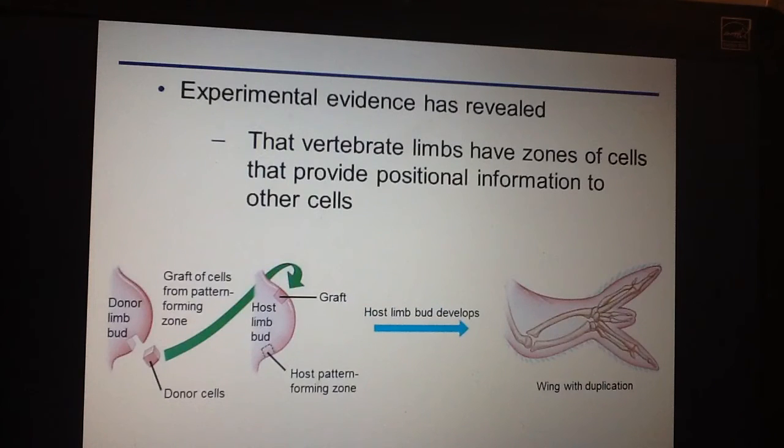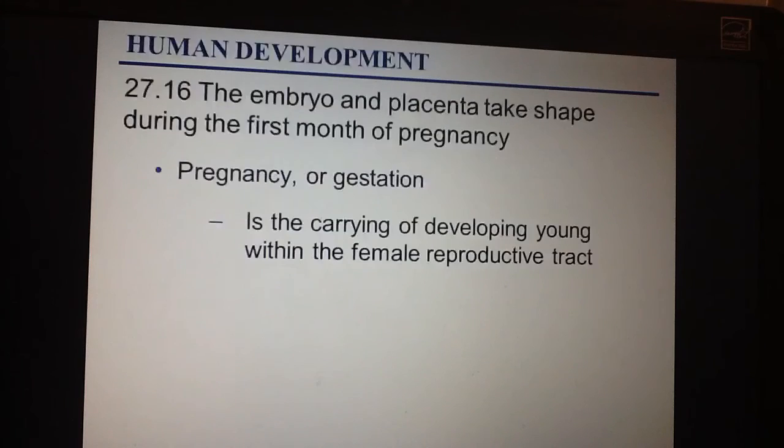Now, experimental evidence has been done to test this, and what they have found is that there are zones of cells that tell other cells, hey, here's what we're doing. In one example, they took a bunch of limb donor cells and grafted them into a new area of a developing embryo, and guess what happens? You get two wings, because these cells think they have to become a wing. They don't know what position they are in relative to the other cells.